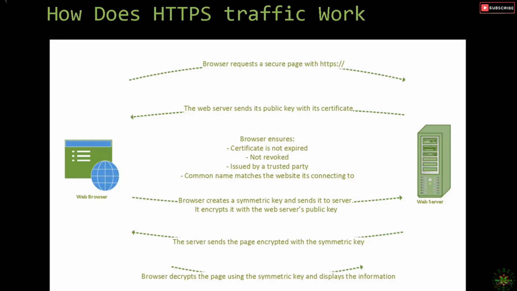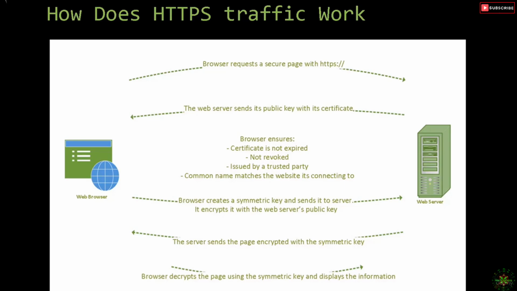After that, the browser will create a symmetric key and send it to the server by encrypting it with the public key it received in step 2. Now the server will receive this message and will decrypt it using its private key, of course. Now the mobile application, the web browser and the web server have a common symmetric key.